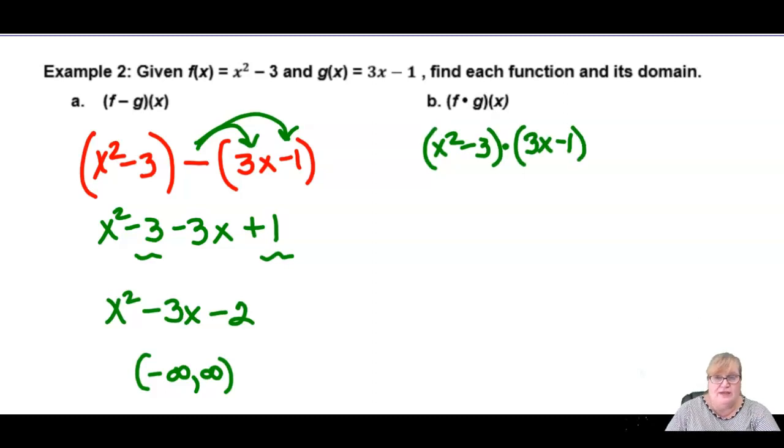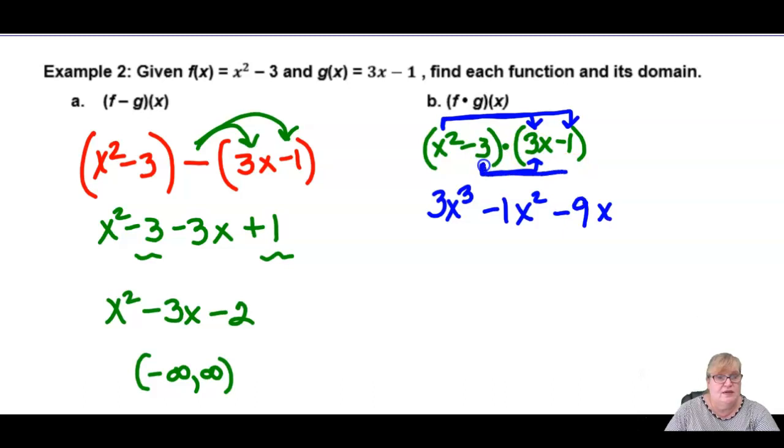Now we're not combining like terms, we are distributing here. So x squared times 3x would be 3x cubed. X squared times negative 1 would be negative 1x squared. Negative 3 times 3x is negative 9x. And negative 3 times negative 1 is plus 3.